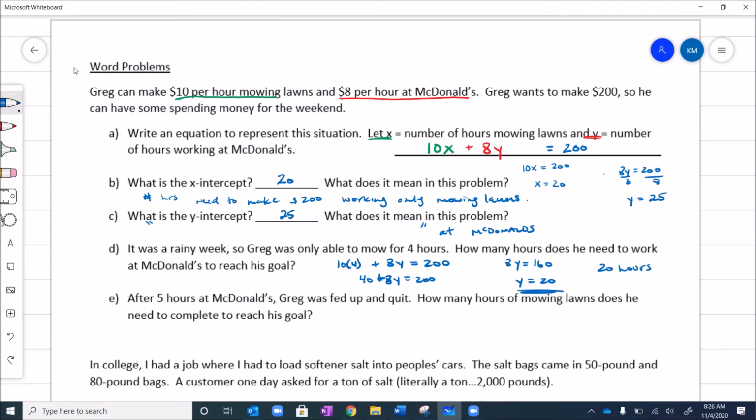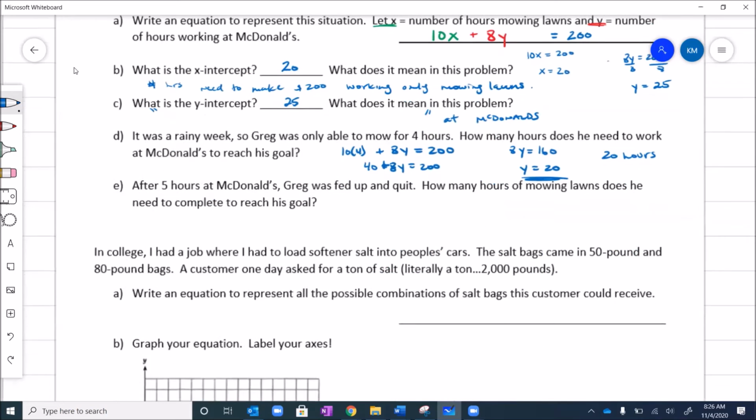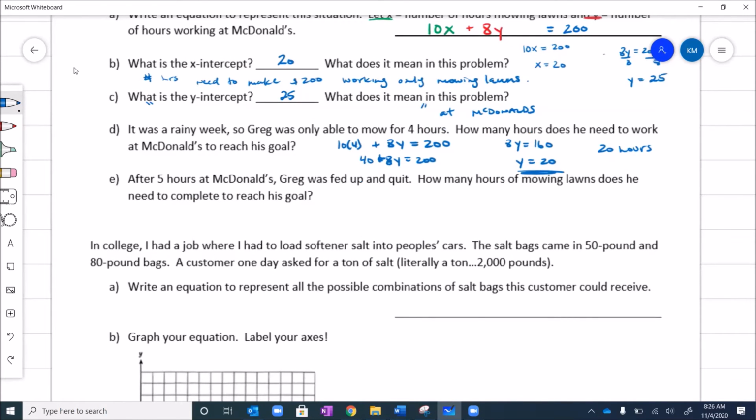Okay? And that's a number that makes sense. It's not like it's saying 19.3 where we have to think about what it actually means. 20 hours, whole solid number, we're good. After 5 hours at McDonald's, Greg was fed up and quit. Had those days. Okay.